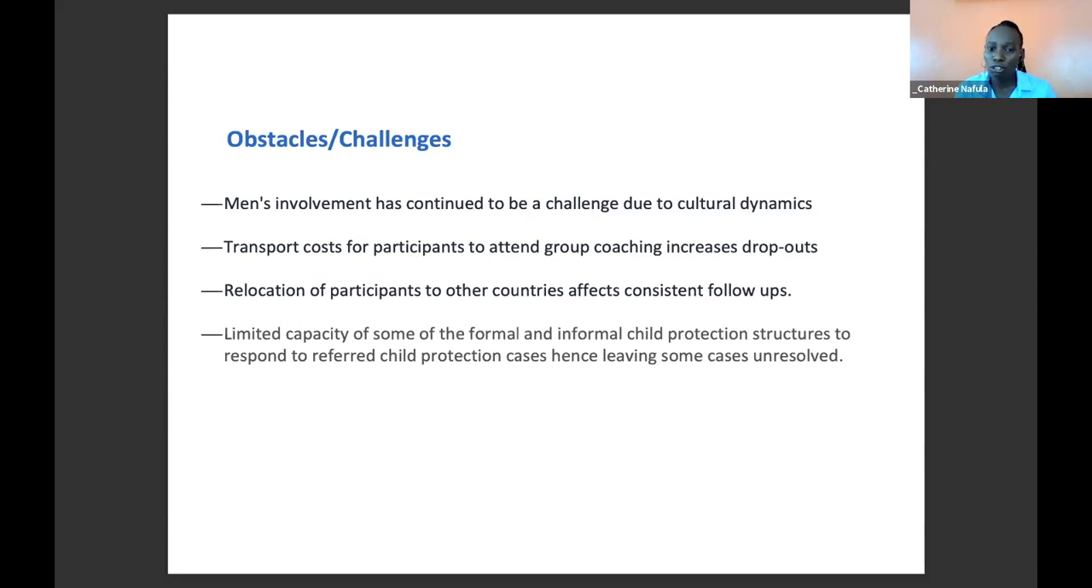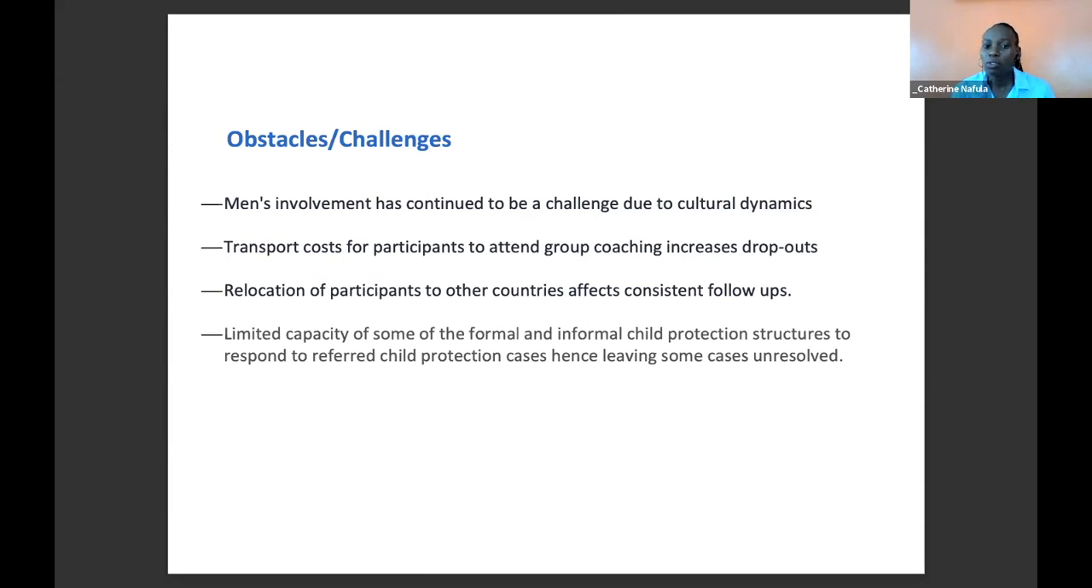So that has continued to be a challenge, but we address this challenge as an activity by going back to the drawing board and trying to ensure that the interests of the men are also captured. We change the coaching curriculum, we change some of the ways we do our intervention to ensure that they're also catered for. And this really supported.